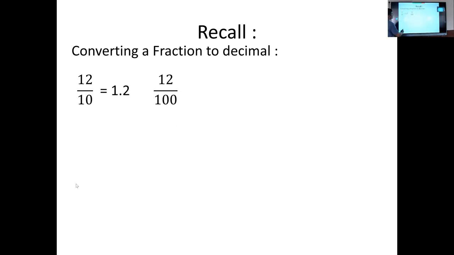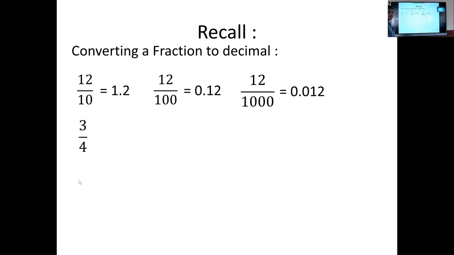We'll see one more fraction, 12 out of 100. Here there are 2 zeros, so there will be 2 decimal places in the decimal number, and we represent 12 out of 100 as 0.12. Then comes 12 out of 1000. In 1000, we see there are 3 zeros, and yes, there will be 3 decimal places when we write 12 out of 1000 in the decimal form, so it will be 0.012.